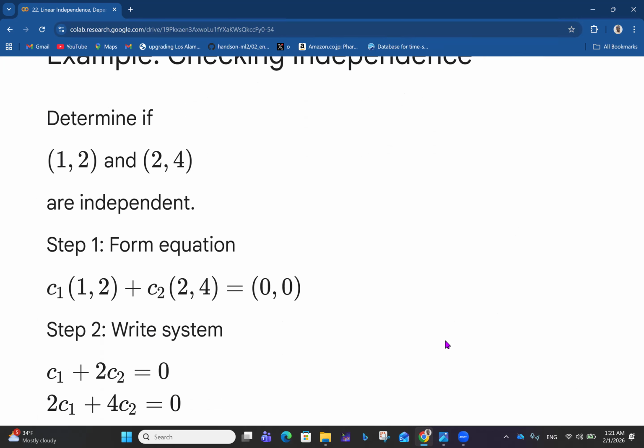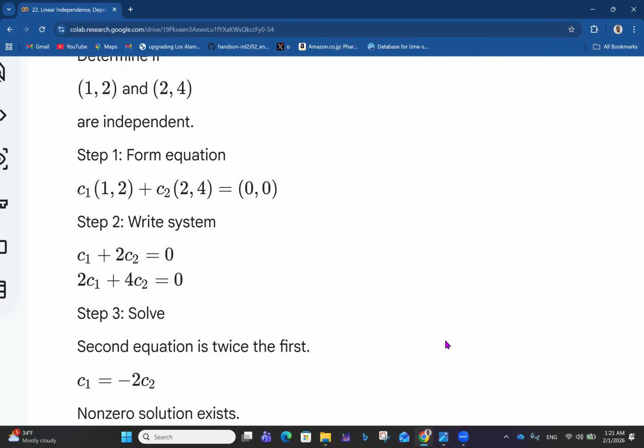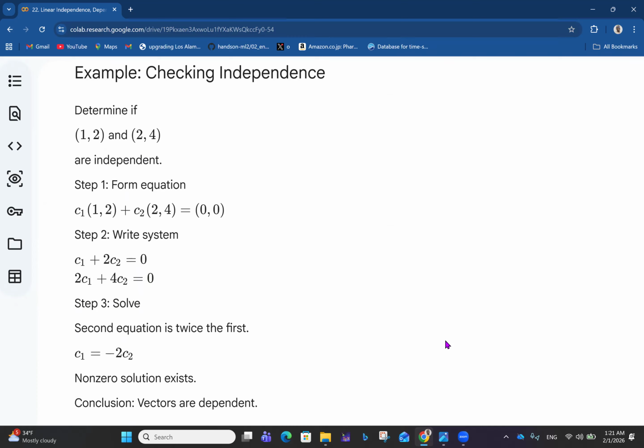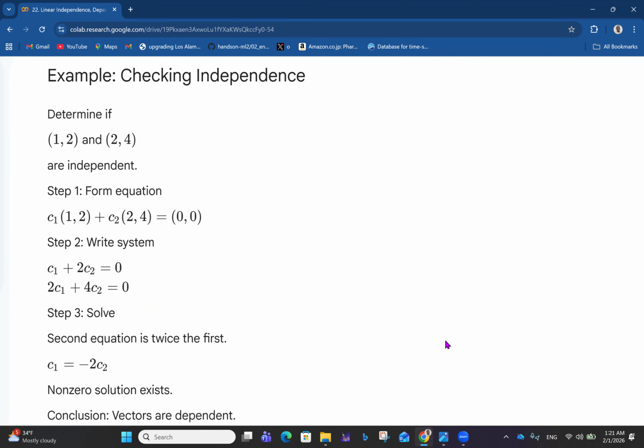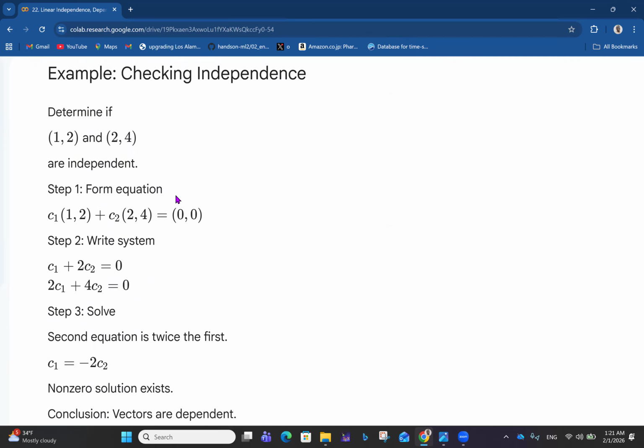So an example right here that we can quickly look at. So to check independence, you want to determine if (1, 2) and (2, 4) are independent. I can already see that they are dependent because (1, 2) is a multiple of (2, 4). (1, 2) is half of (2, 4). So even from here, if it is an objective question, you don't even have to check anything. If you have a theory question, of course, you can solve all this. But if it is objective, just choose the answer that says they are dependent and keep moving.